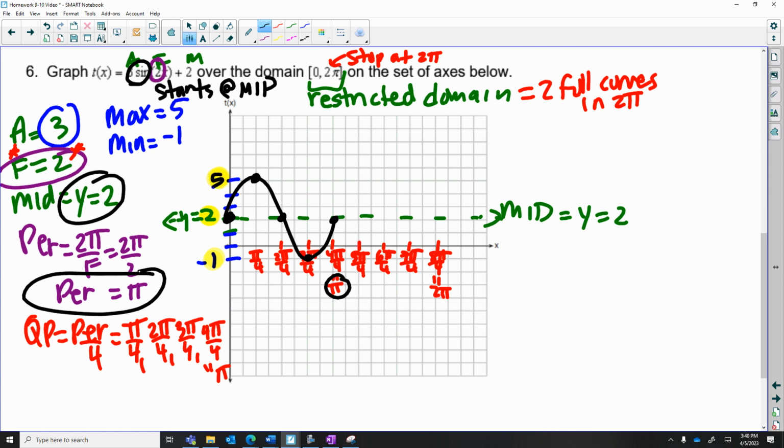So I'm going to follow the pattern. Midline, maximum, midline, minimum, midline, maximum, midline, minimum, midline. All right, so make sure you're alternating between those key values. Midline, maximum, midline, minimum, midline, maximum, midline, minimum. Do you guys see this as two full sine curves in a 2 pi interval? And that makes sense because the frequency equals 2.